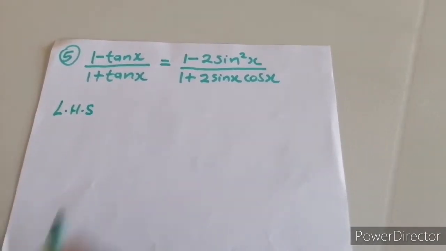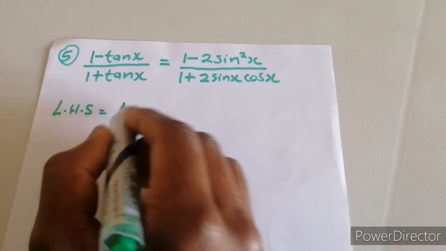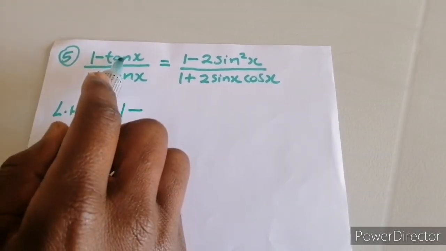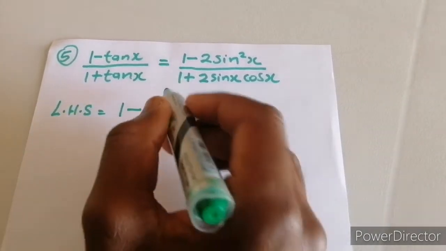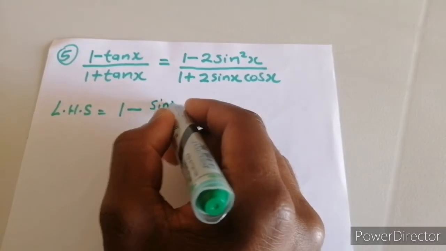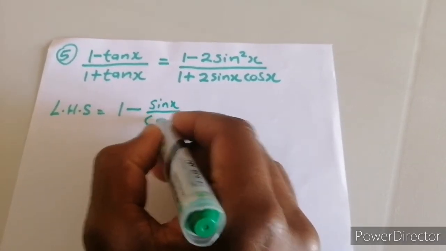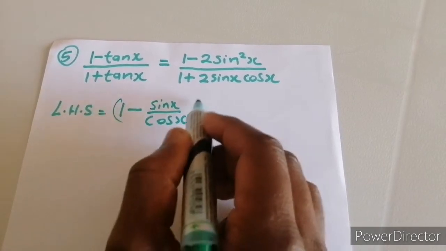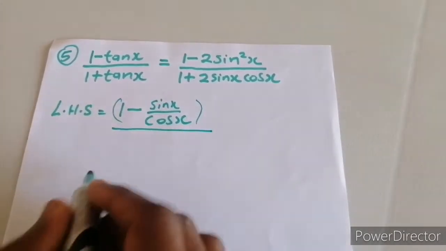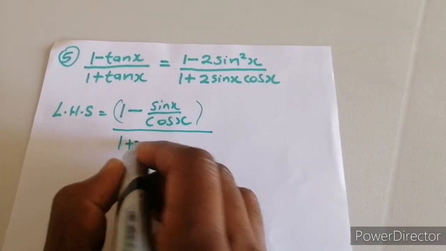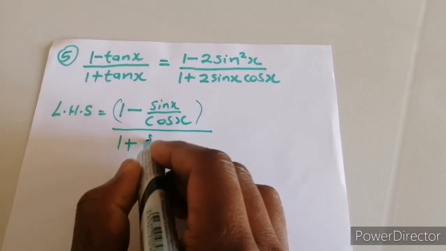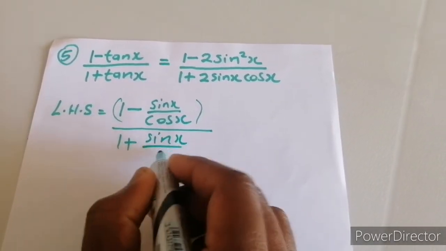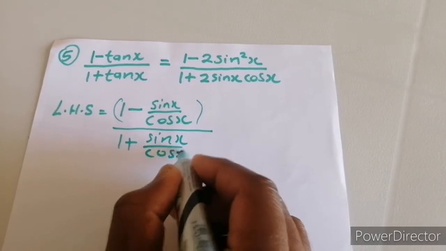The left hand side is equal to 1 minus, then we're going to change the tangent into the ratio of cos and sine. This is the sine of x divided by the cos of x, divided by 1 plus sine of x divided by the cos of x.